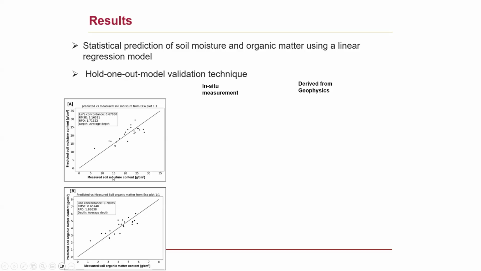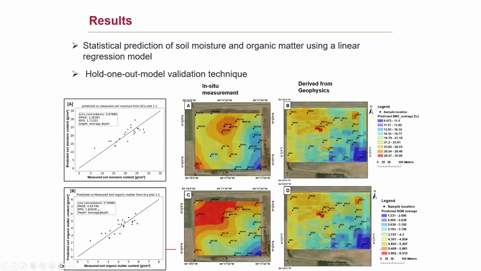We plot that against the moisture content that we measured in the laboratory on the samples that we collected, and plotted that on a one-to-one plot, and you could see that our model is doing pretty well with the root mean square and even the RPD that we typically use to assess the model.